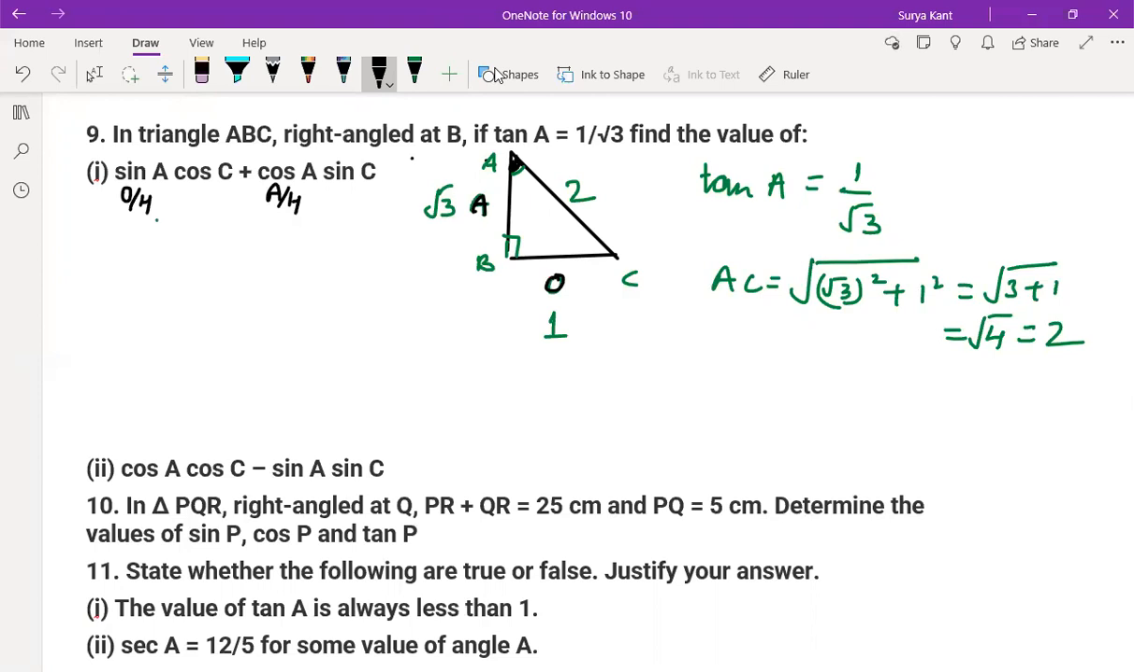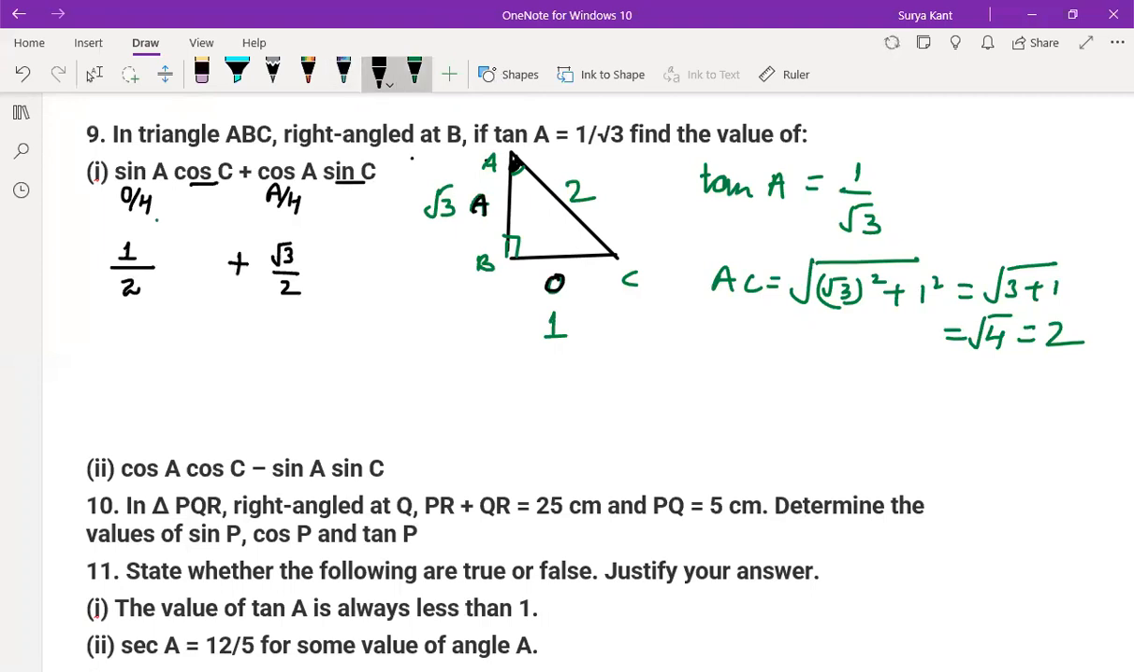So O by H is nothing but 1 divided by 2, plus A by H. A is what? Root 3 divided by 2. We have not written here for cos C and sin C.